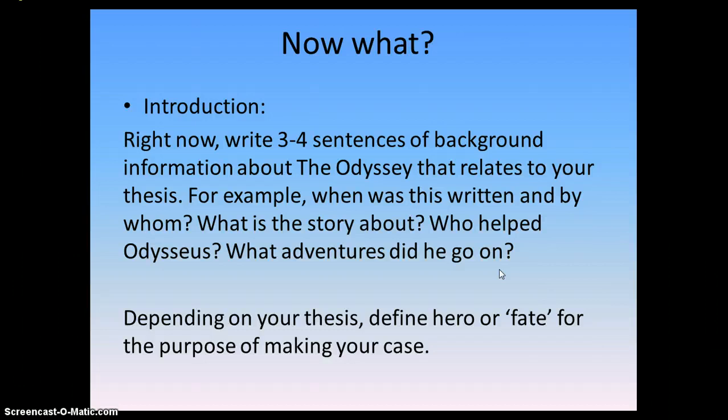You'll have to strategically think about what your thesis is prior to deciding what kind of background evidence you want to include. Now we're ready to move on.